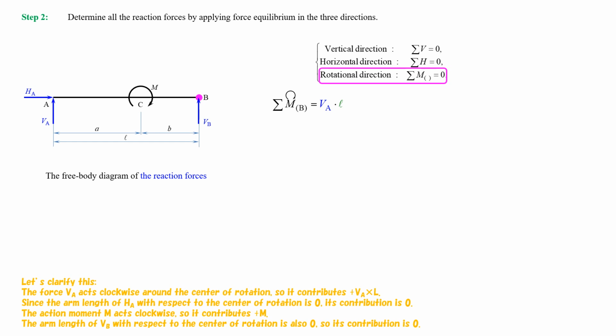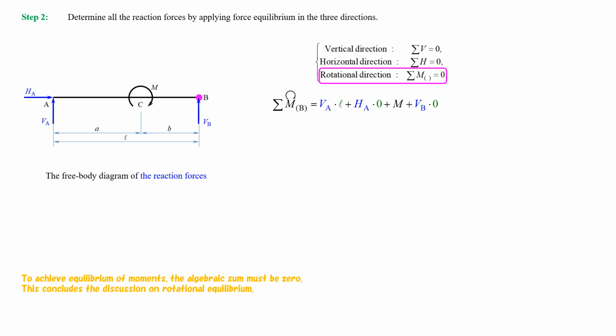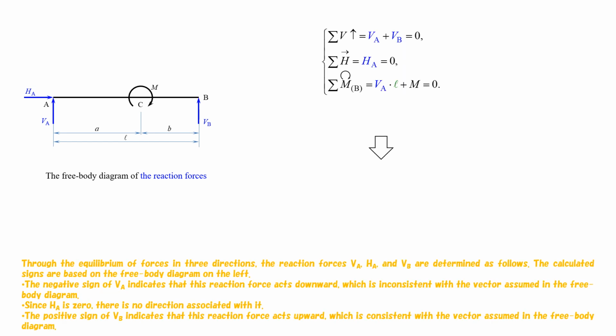Since the arm length of HA with respect to the center of rotation is 0, its contribution is 0. The action moment m acts clockwise, so it contributes plus m. The arm length of VB with respect to the center of rotation is also 0, so its contribution is 0. To achieve equilibrium of moments, the algebraic sum must be 0. This concludes the discussion on rotational equilibrium.